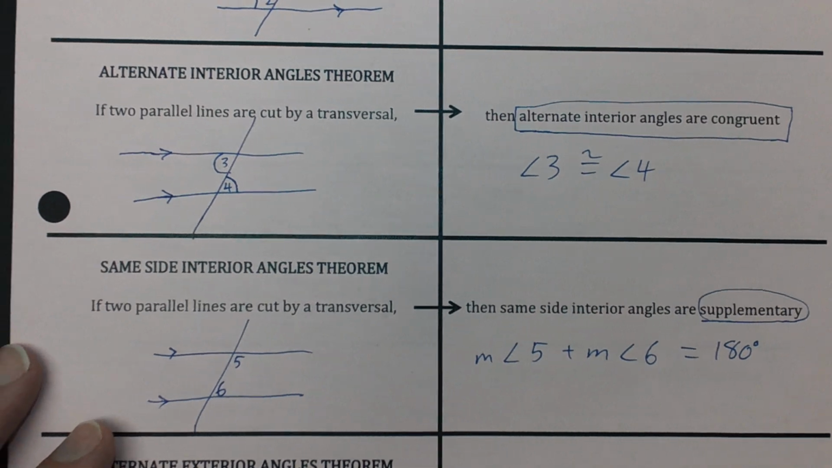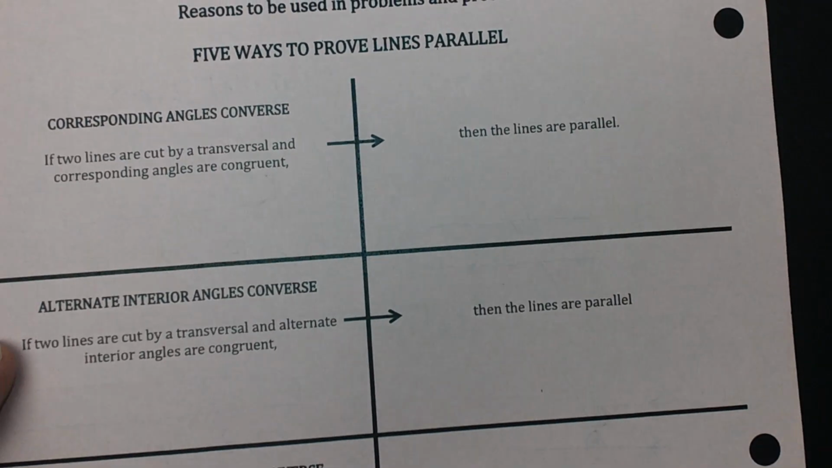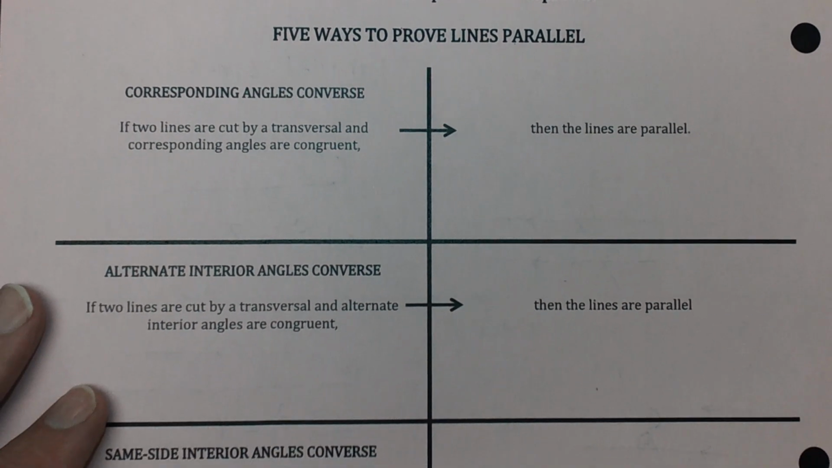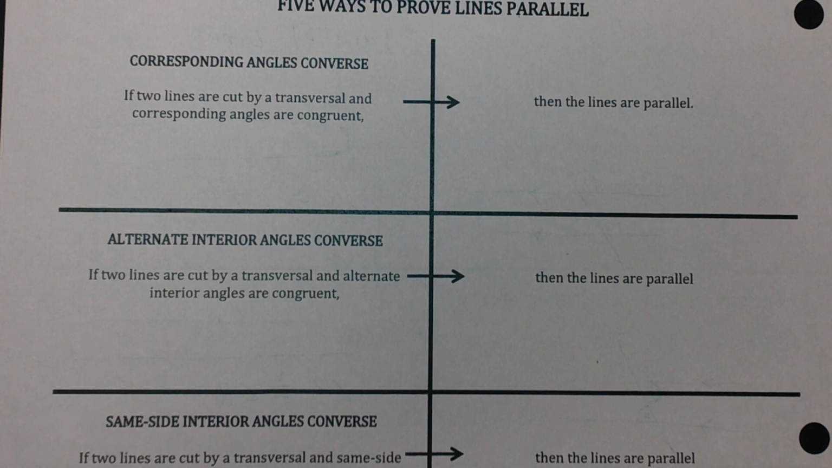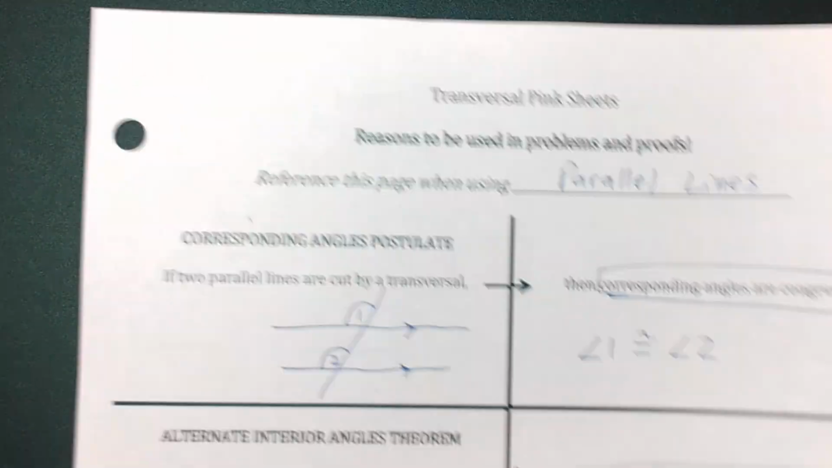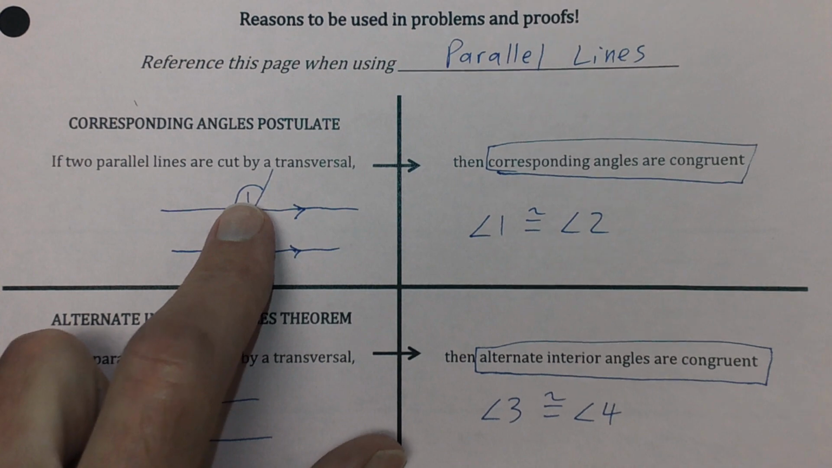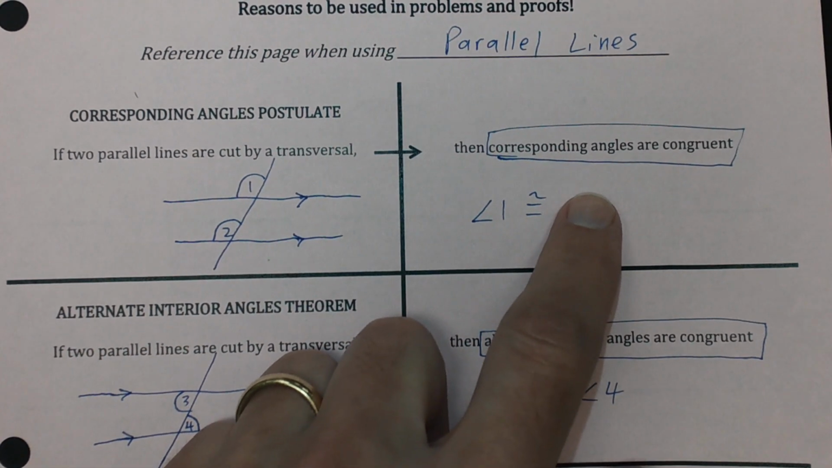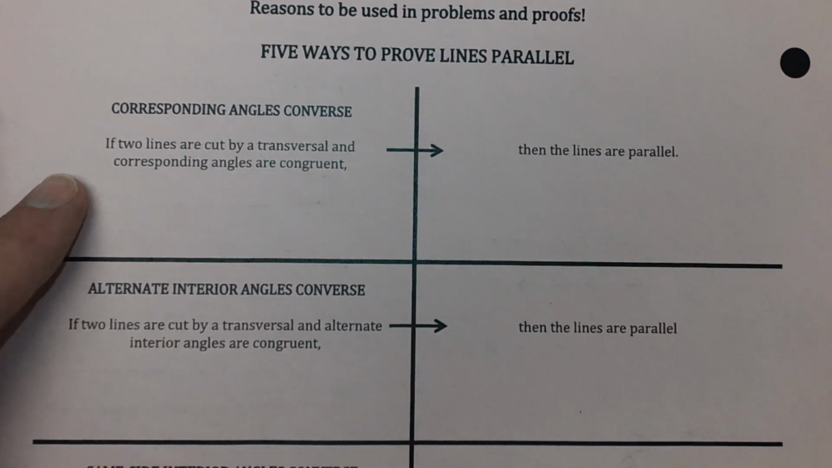So the second side of your pink sheets is basically the same thing, but going in the reverse. So we have converses. The converse is like a related statement for what we learned on the first side. The corresponding angles postulate says if we have 2 parallel lines cut by a transversal, then the corresponding angles are congruent. This one says a different order.